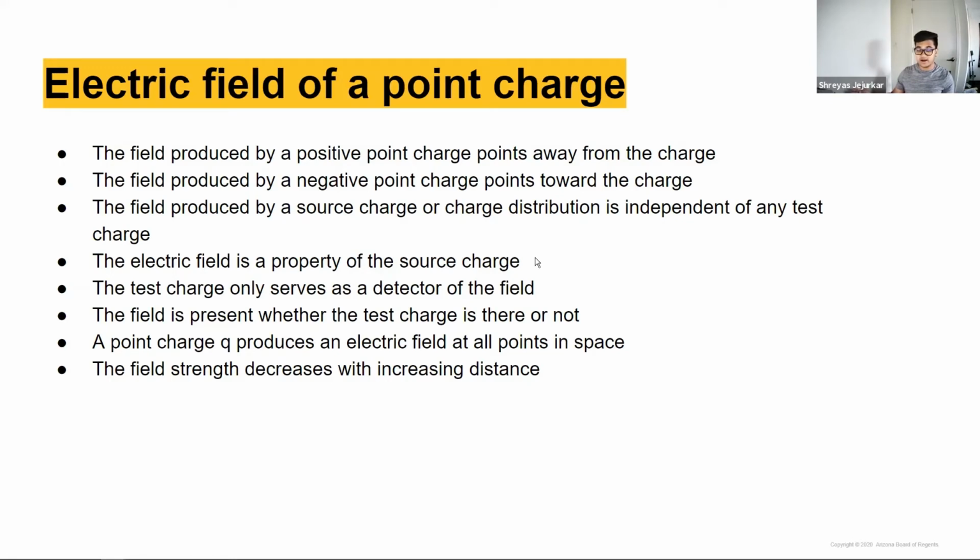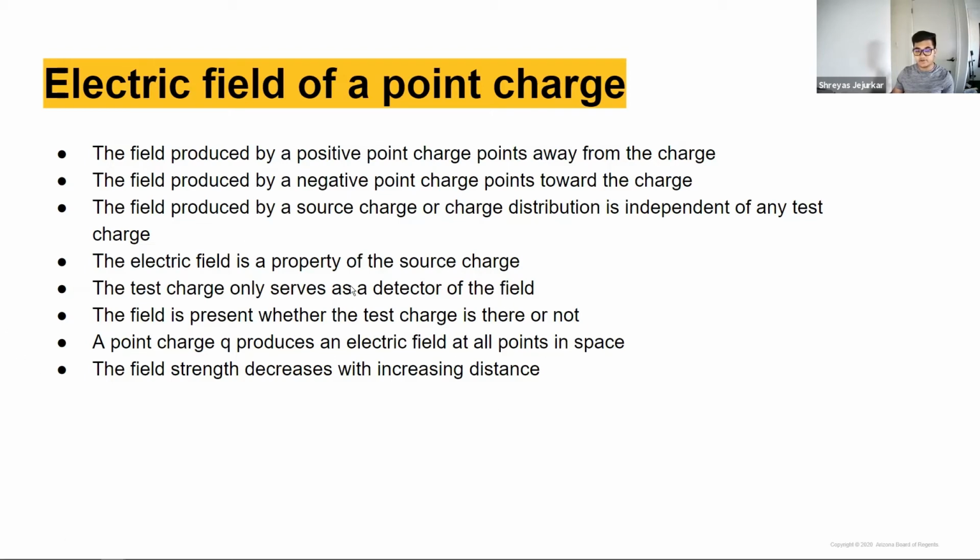We need a point charge and see how much force acts on it to understand the strength of the electric field. And like I said earlier, the field is present whether the test charge is there or not. It's just when we're working on it mathematically, it's hard to prove that the field is there without a test charge. And a point charge Q produces an electric field at all points in space.